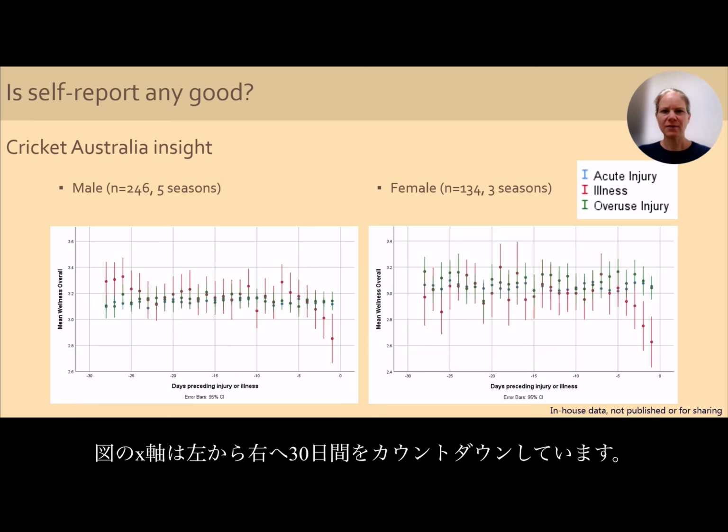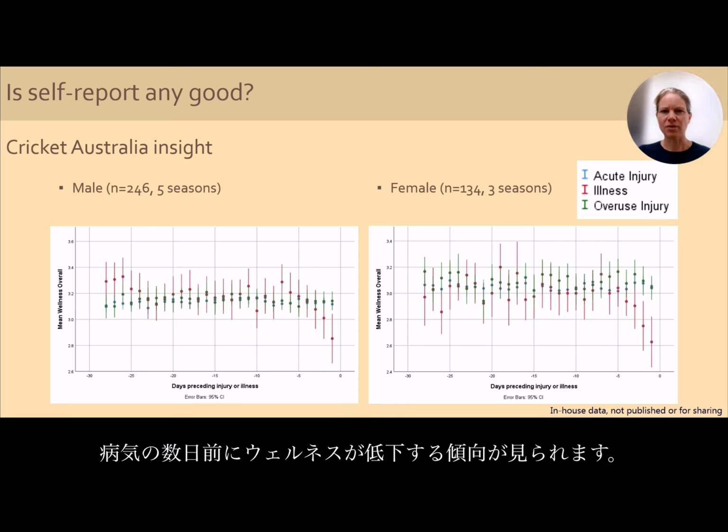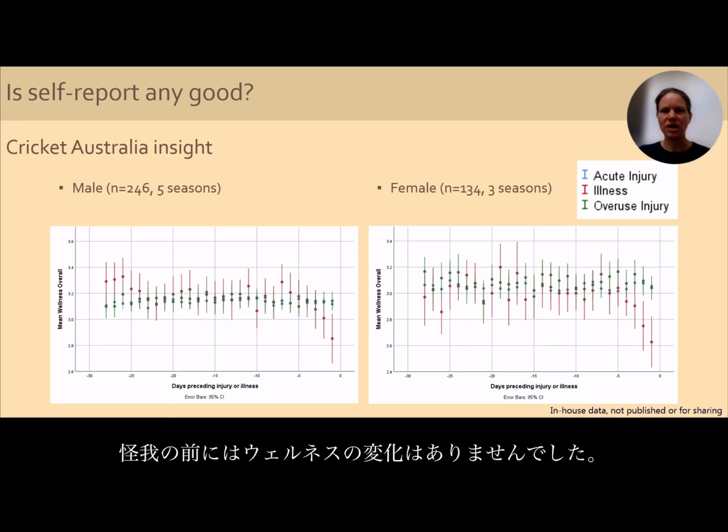The x-axis of the figures counts down the 30 days from left to right. The y-axis reflects the self-reported wellness of players. For both male and female players, in the red, you can see that wellness seems to drop in the few days before illness. There was no change in wellness before injuries.